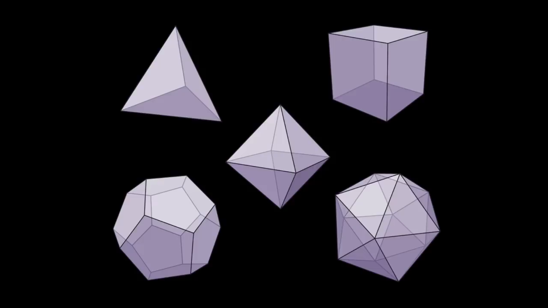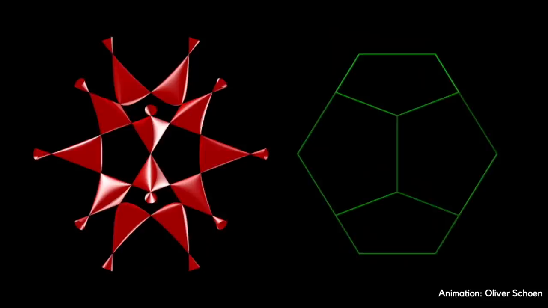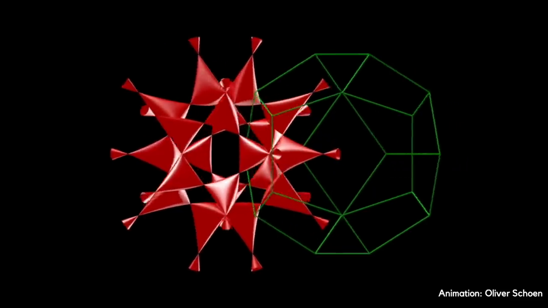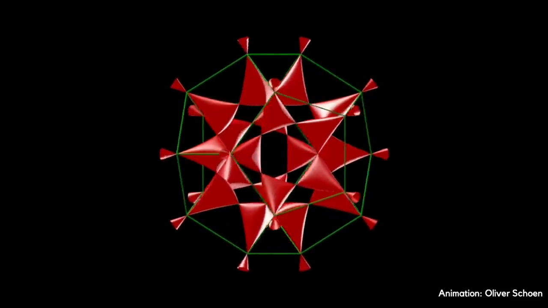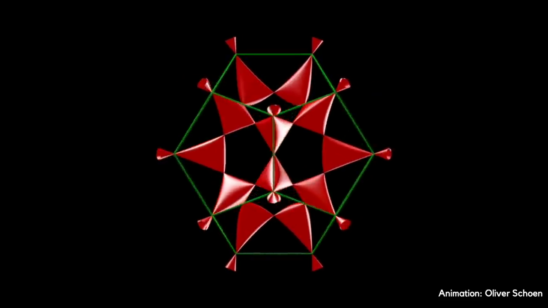All of these solids have some very special symmetry to them, and in fact, these solids define what symmetries other shapes can have. For example, back in my bath sextic video, it was the symmetry of the icosahedron that allowed us to get that shape.